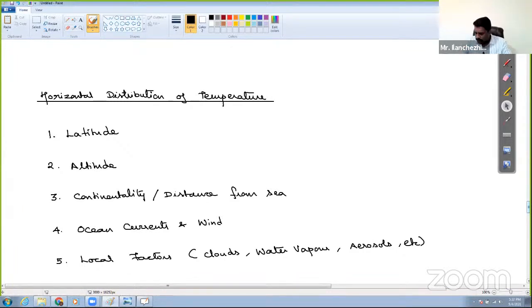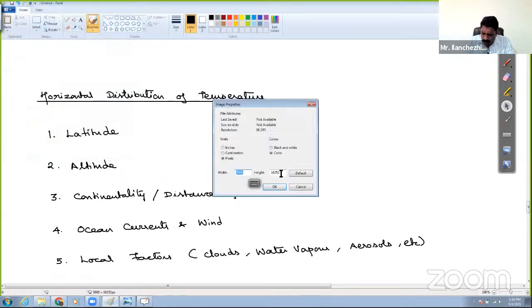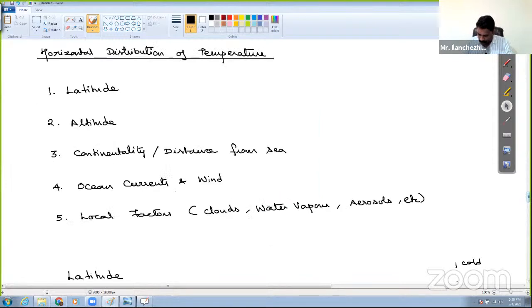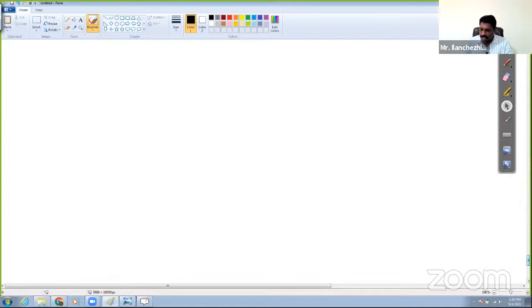So after completing horizontal distribution of atmospheric temperature, one small topic is there, my friend. When it comes to temperature, I call it temperature inversion, my friend. What is temperature inversion? I'll tell you.